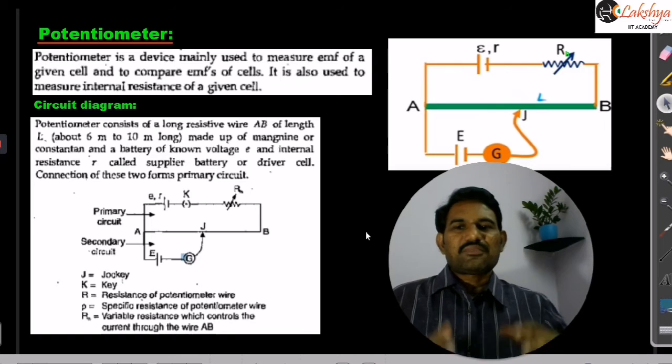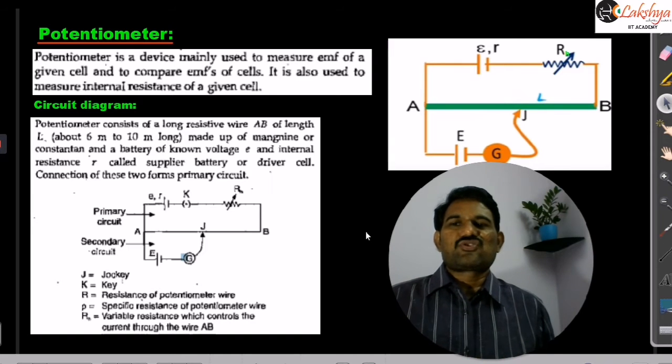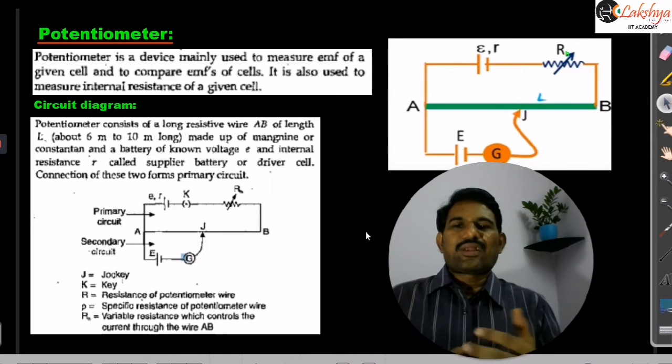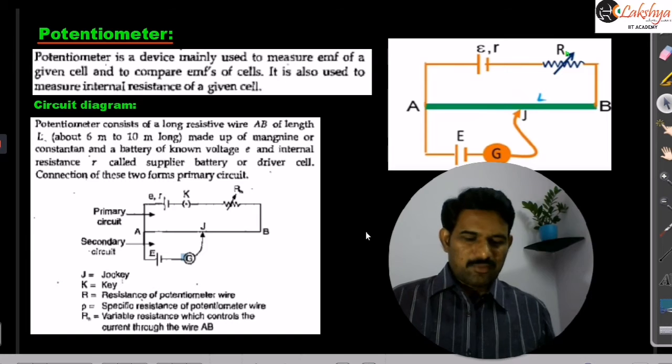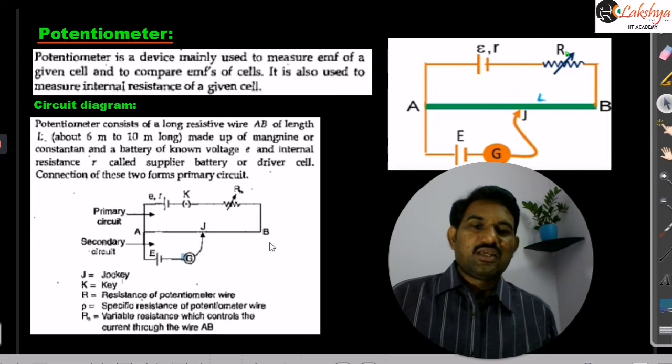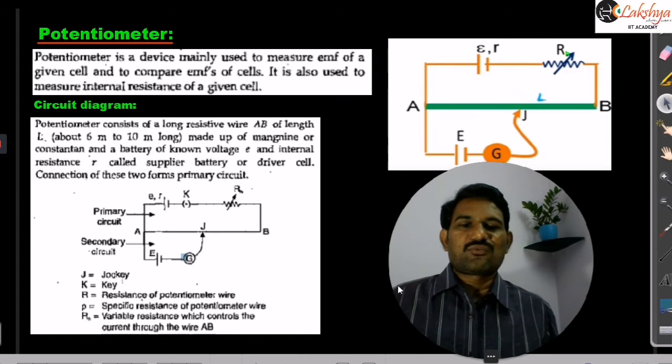That's the main advantage of the potentiometer, and so we can say it gives more accurate values when compared to a voltmeter. Even though the voltmeter is another device, this potentiometer will give more accurate values when compared to the voltmeter.